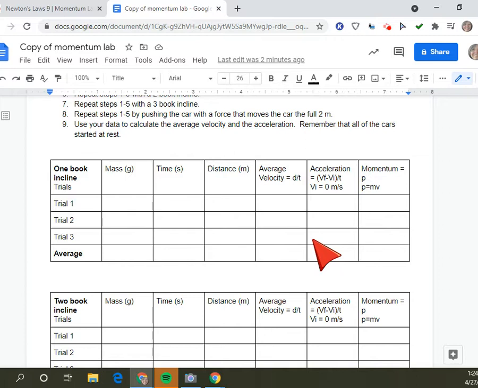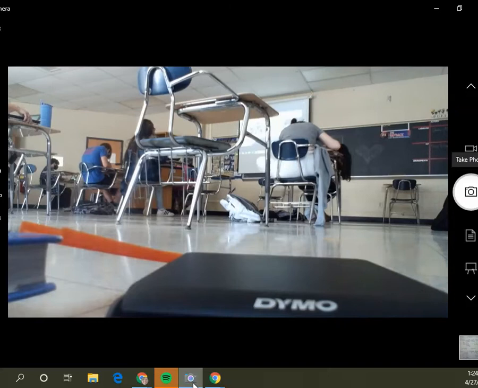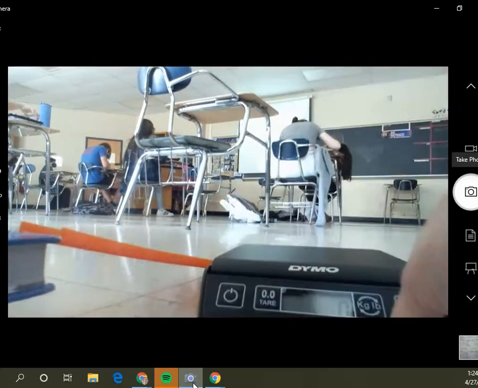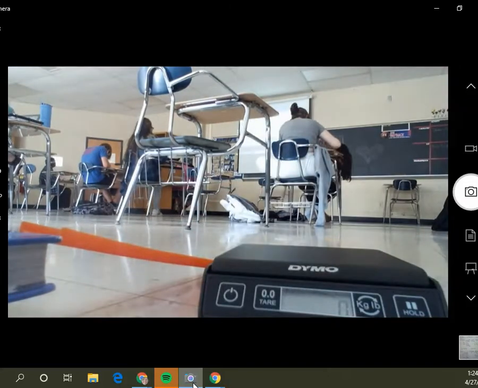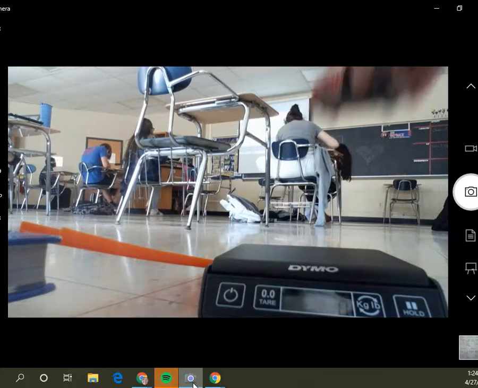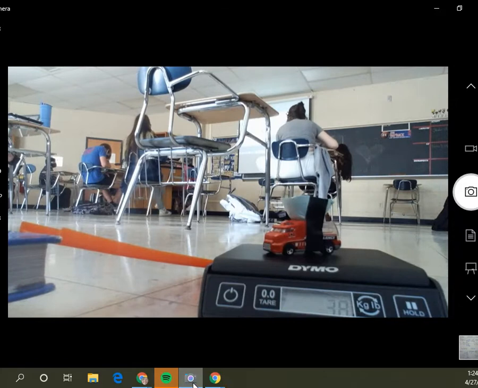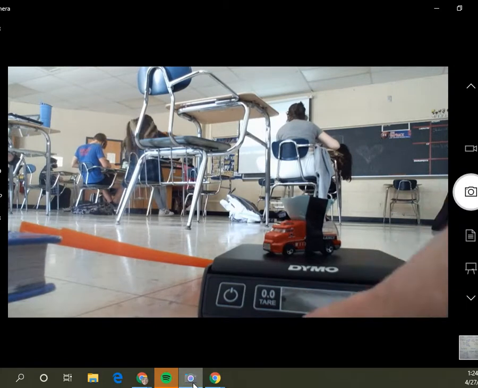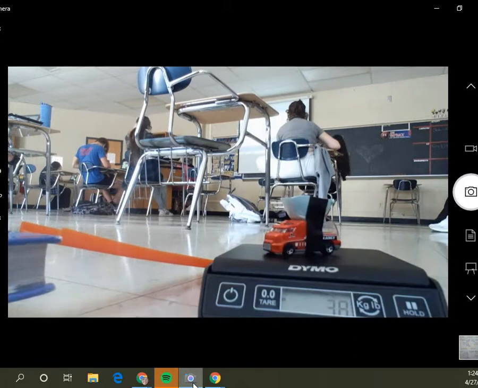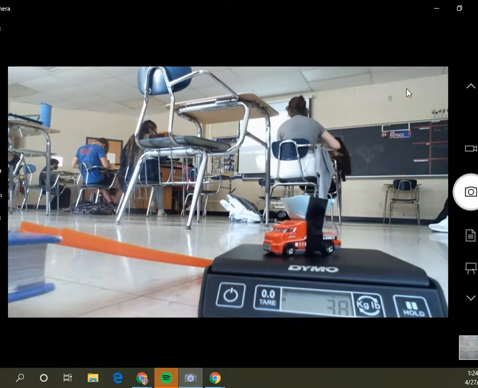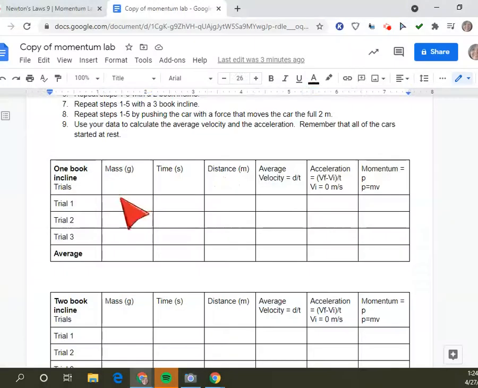Let's go ahead and get the mass of our car. So we'll go to our camera. Hopefully we can see that pretty well. Okay, so here's our scale. Here's our little car with its little seat on it. We can see that we have 38, and it says grams. So we will go back to our mass, and we're going to just put 38 grams in there.